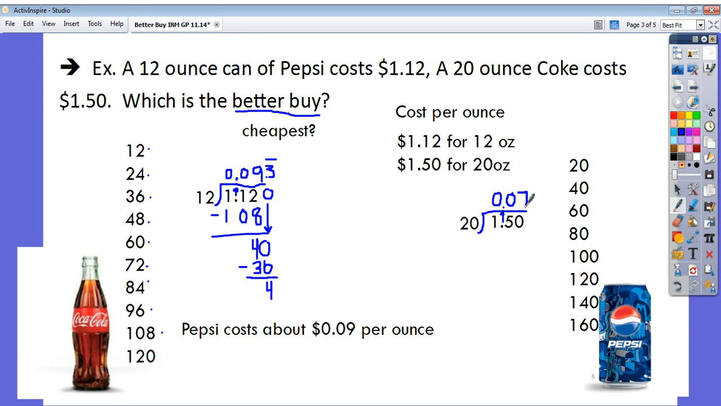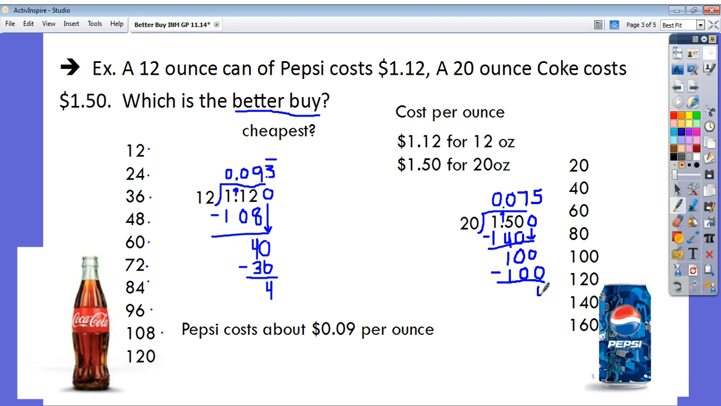And that leaves me with 140. 150 minus 140 is 10. 20 doesn't go into 10, but I can grab a 0 and bring it on down. 20 goes into 100 5 times. And 20 times 5 is 100.